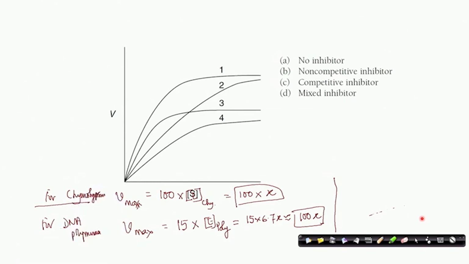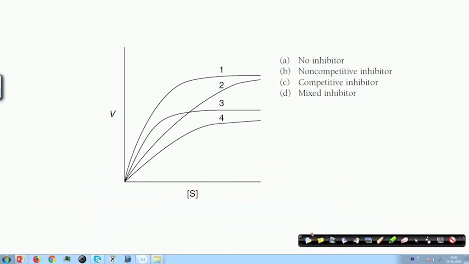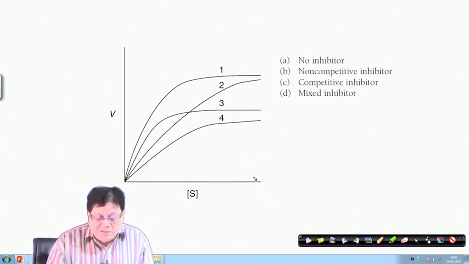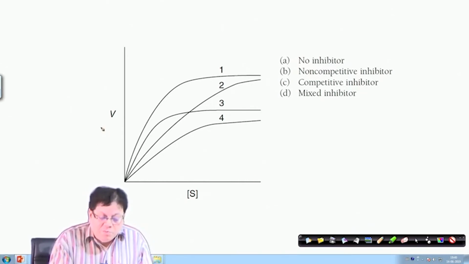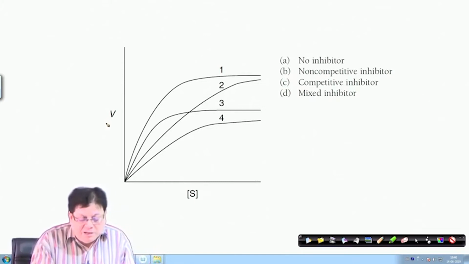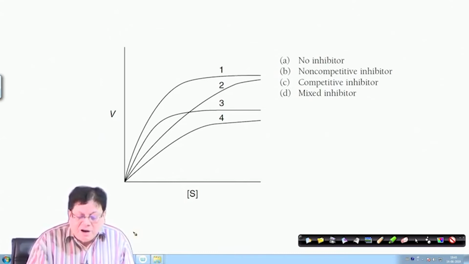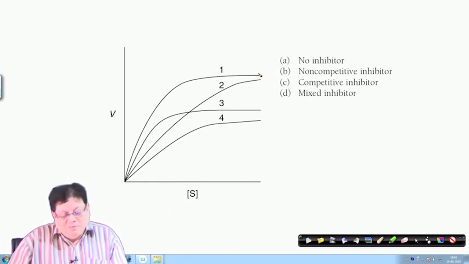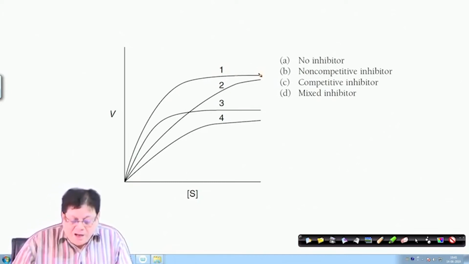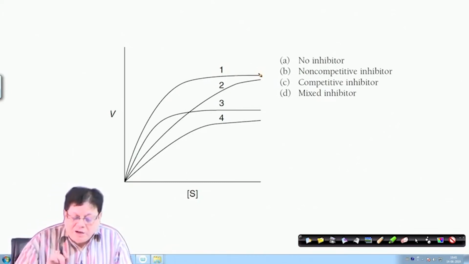Now, this is another problem. Well, let us erase the... Now, here again, this is not a Lineweaver-Burk plot. This is the normal plot. If you plot V versus S from the Michaelis-Menten enzyme equation, you will get a curve like this, that goes up and finally reaches the saturation level. And there are 4 curves given here.